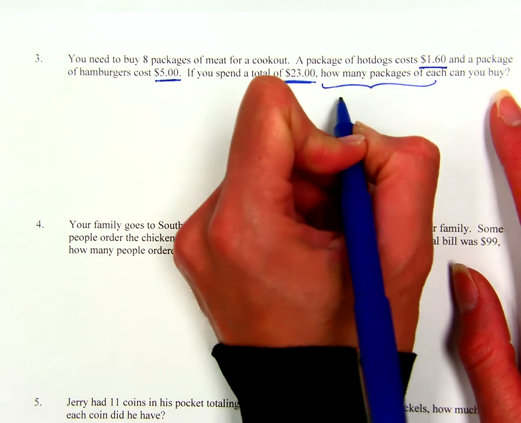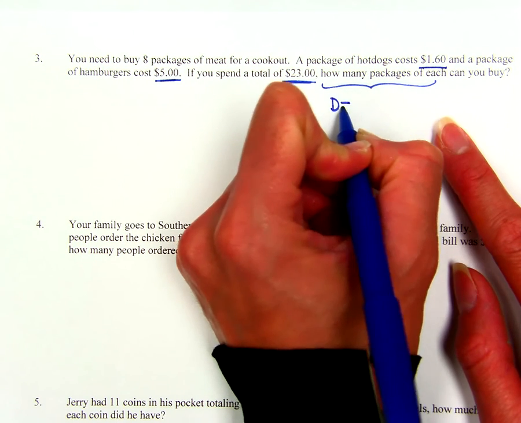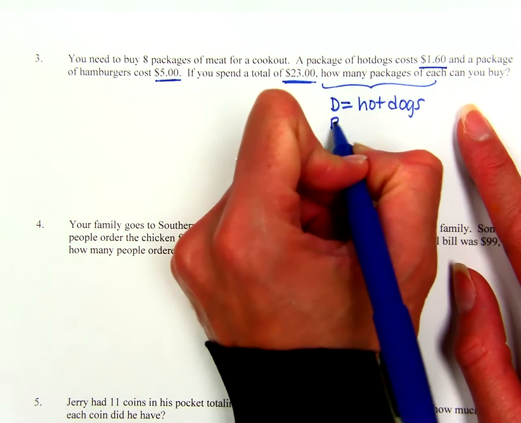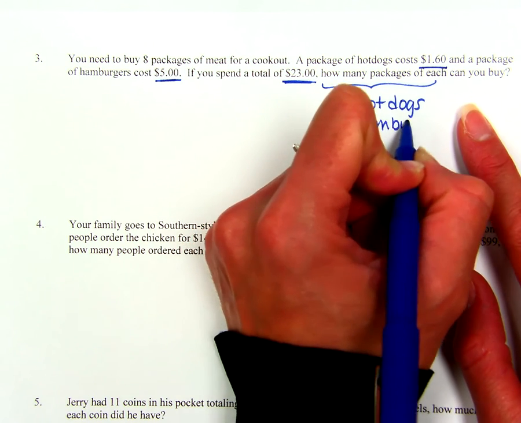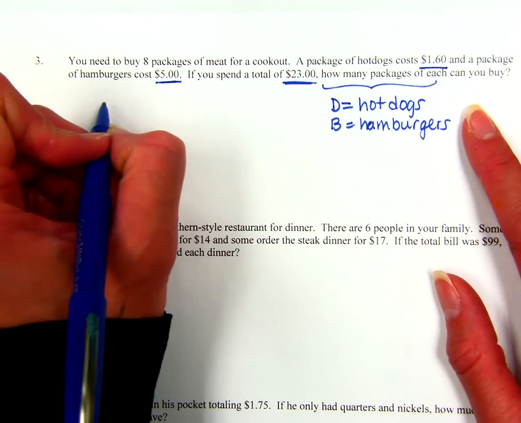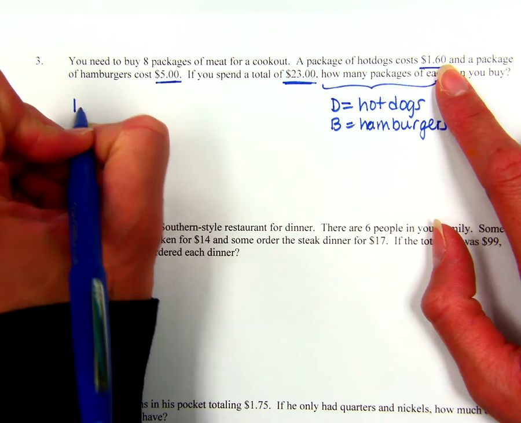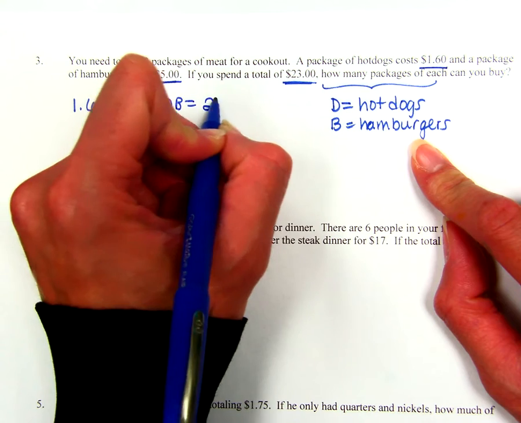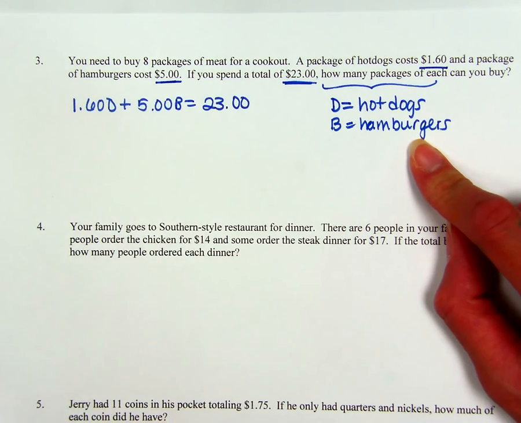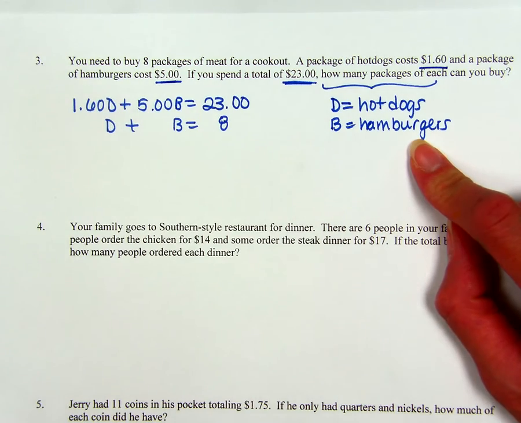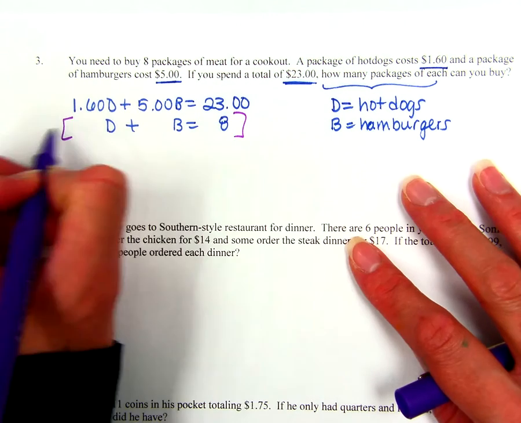What are we trying to find? How many hot dogs? I'm going to call it D for hot dogs, and B for hamburgers. I don't want to use H because they both have an H in it. All right, so one of my equations is just with cost. So hot dogs cost $1.60, and hamburgers cost $5, and I have a total of $23. Then I have a certain amount of hot dogs, a certain amount of hamburgers, and I should have 8 total items.